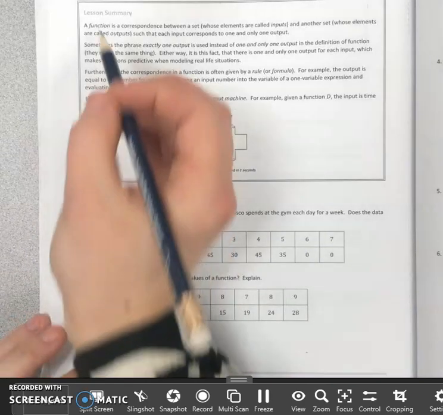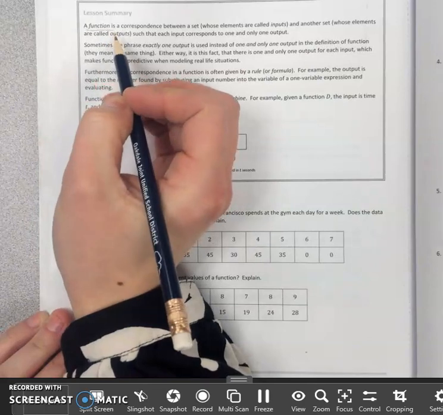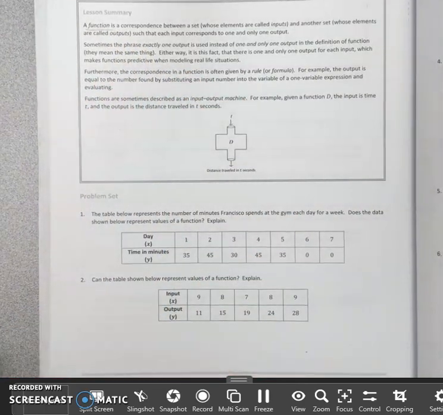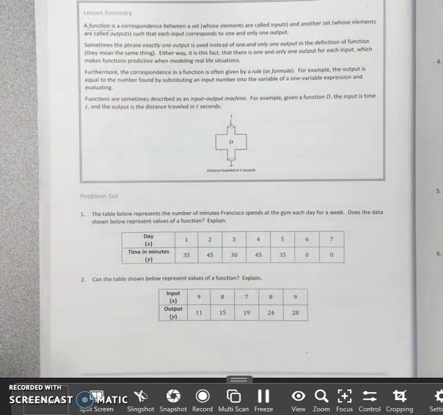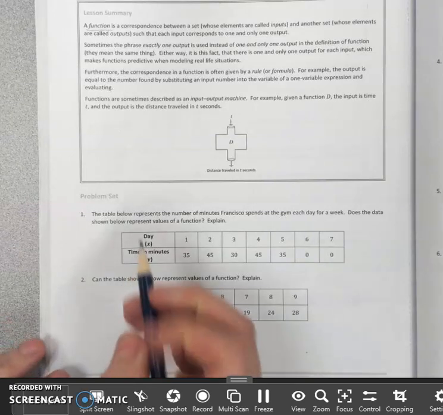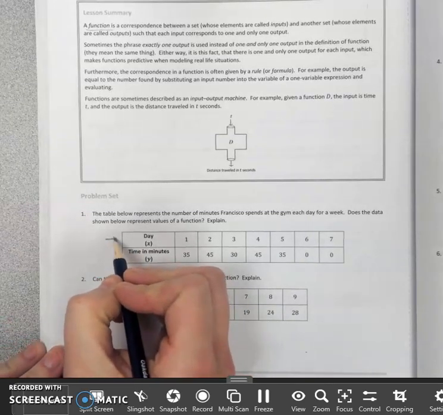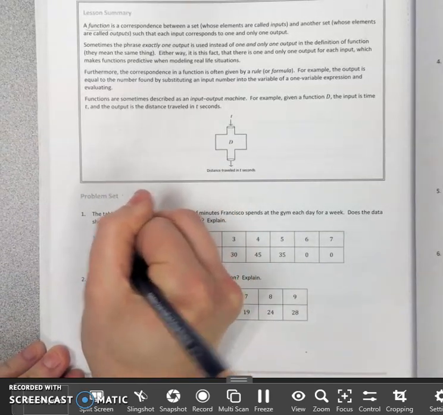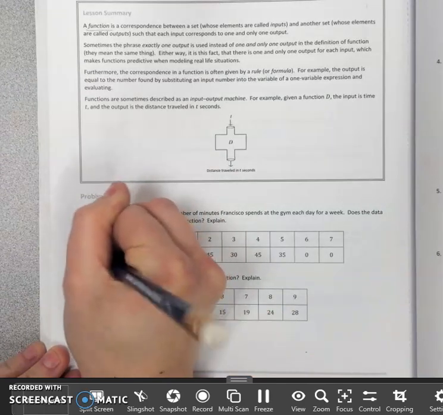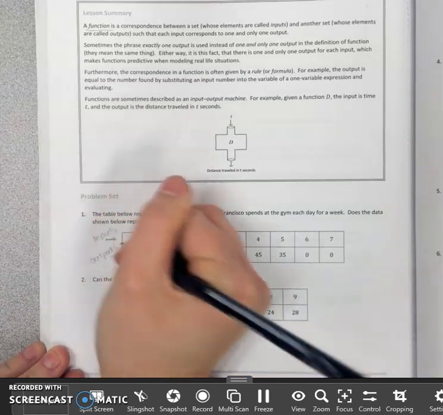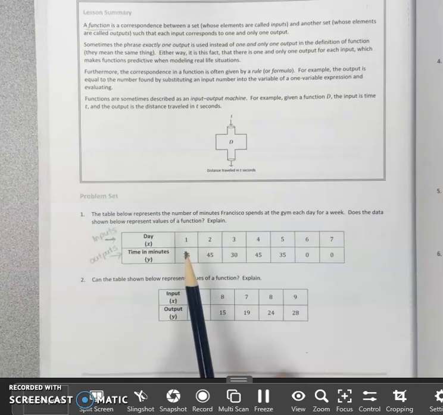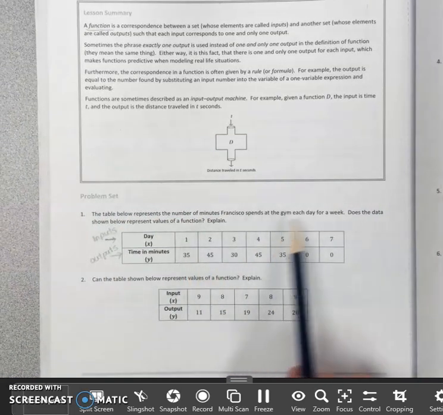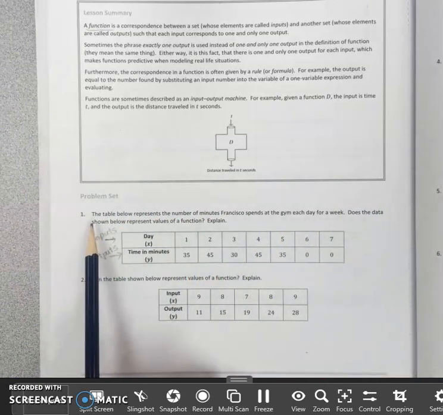So we're talking about functions, and functions are a correspondence between a set whose elements are called inputs and another set whose elements are called outputs, such that each input corresponds to one and only one output. So when you look at a table like this, the top row here are my inputs. I'm going to write that right here. And this bottom row here are my outputs. So we're looking at our inputs and our outputs, and this question asks us to identify and explain.